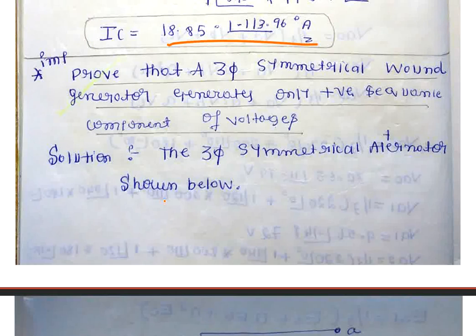So here, this is the most important question, because in many question papers this question has been asked repeatedly, once in a year or every time. Prove that a three-phase symmetrical wound generator generates only the positive sequence component of voltages. That means a symmetrical wound generator generates only the positive sequence component of voltages. The negative sequence and zero sequence components are zero. That is how we will see.